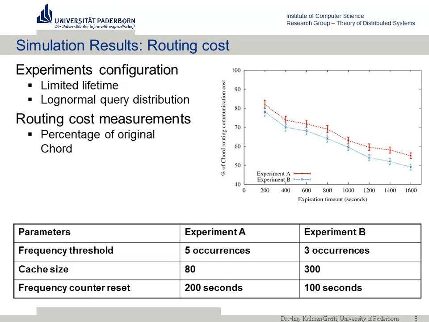If you delete them only after quite a large amount of time, after 1,600 seconds, then by having a larger cache size, only 50% of the routing communication costs are needed in comparison to the original code. So you save at least about half of the traffic.